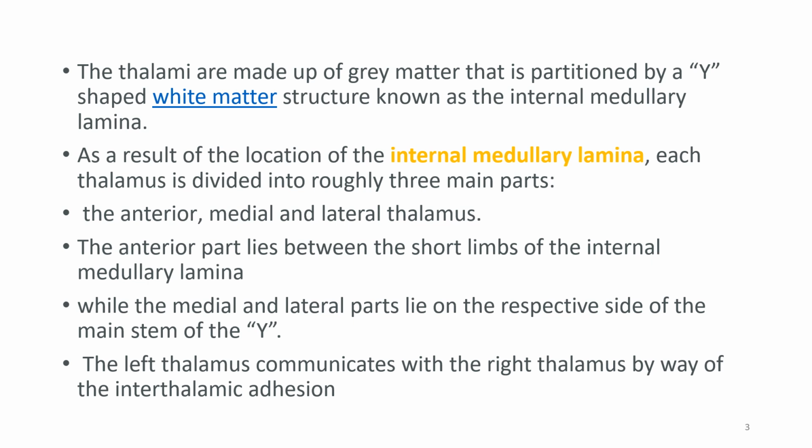The thalami are made up of grey matter that is partitioned by a Y-shaped white matter structure known as the internal medullary lamina. As a result of the location of the internal medullary lamina, each thalamus is divided into three main parts: anterior, medial and lateral. The anterior part lies between the short limbs of the internal medullary lamina, while the medial and lateral parts lie on the respective sides of the main stem of the internal medullary lamina. The left thalamus communicates with the right thalamus by way of the interthalamic adhesions.